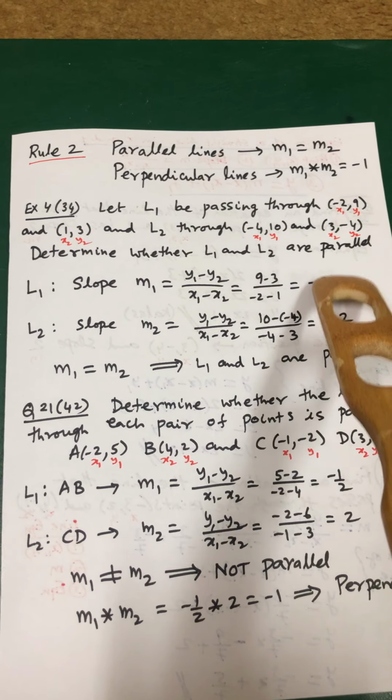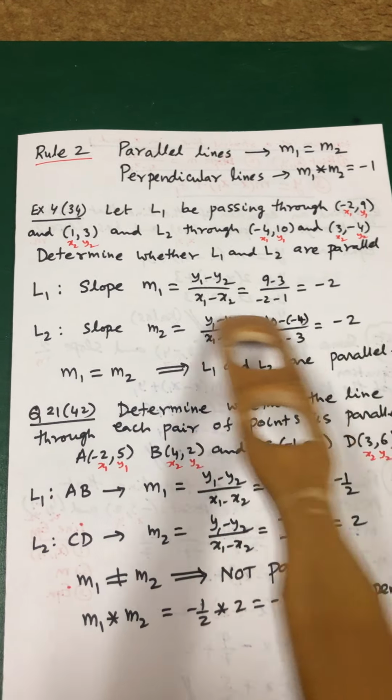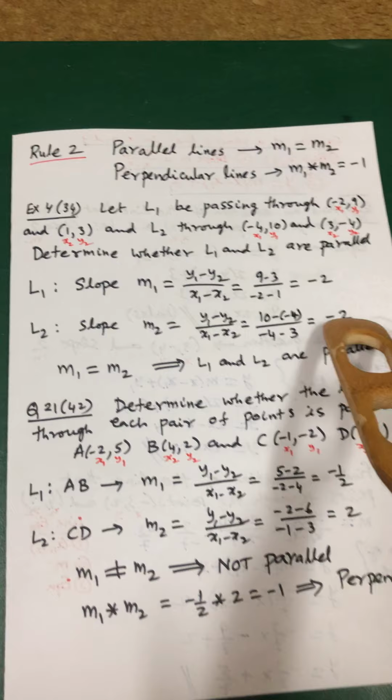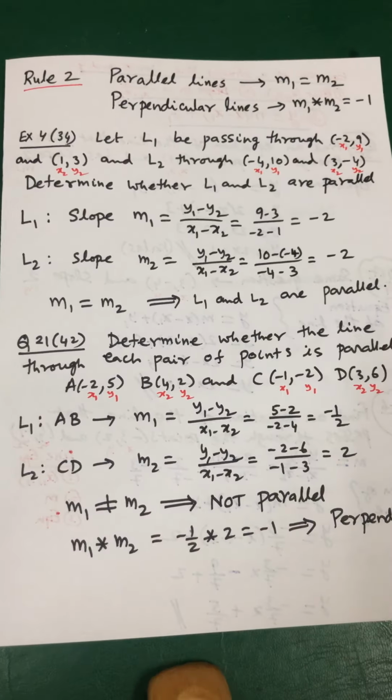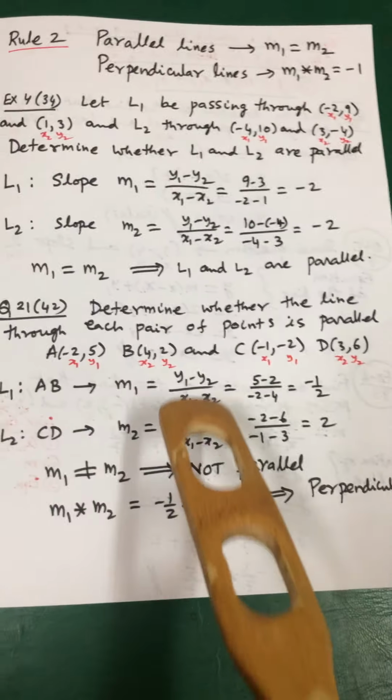These 2 are equal. See this? M1 is equal to M2. These 2 are equal. M1 is equal to M2. Minus 2 is equal to minus 2. So L1 and L2 are parallel. Let us do one more example.